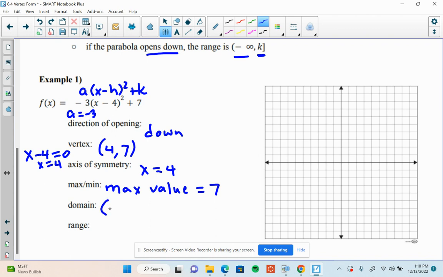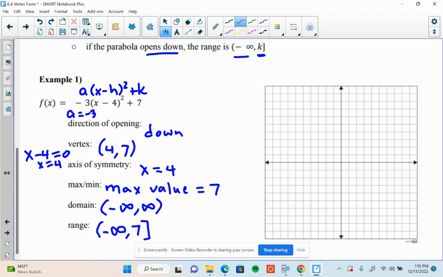The domain is going to be all real numbers, negative infinity to infinity. And the range is going to be from 7. Oh, wait, this one's opening down. So the domain is all real numbers, but the range is from negative infinity up to 7, which is our largest y value. And we have our information.